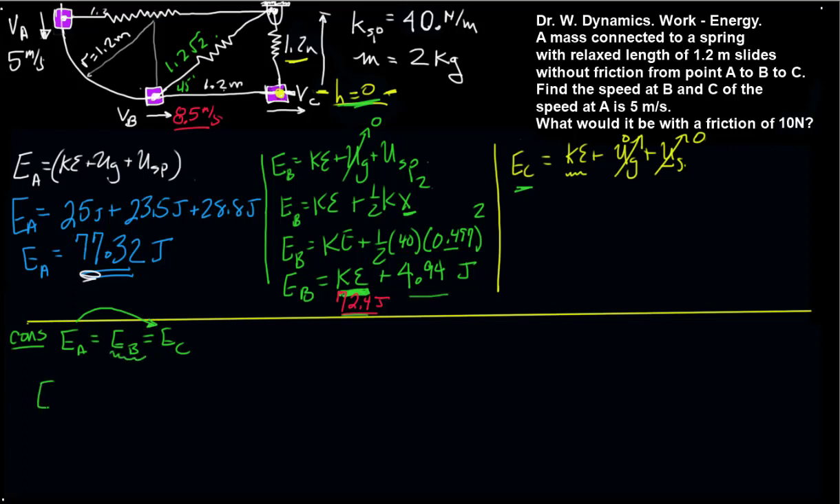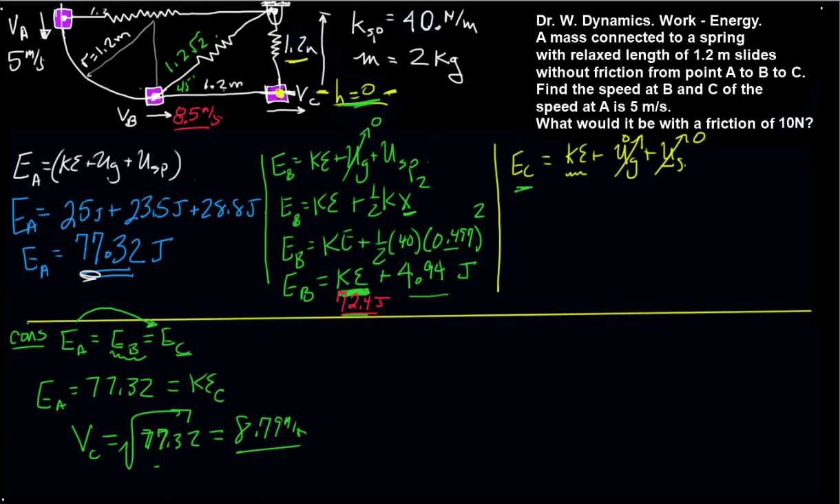The energy at A is 77.32, and that has to equal the energy at C, which is all kinetic energy at C only. So therefore, the velocity at C is the square root of 77.32, which we know we can just take the square root of kinetic energy because the 2 and the 2 kilograms drop out. And we get 8.79 meters per second. So we find up here that kinetic energy is 77.32, and the velocity at C is 8.8 meters per second. And that solves part A of this.